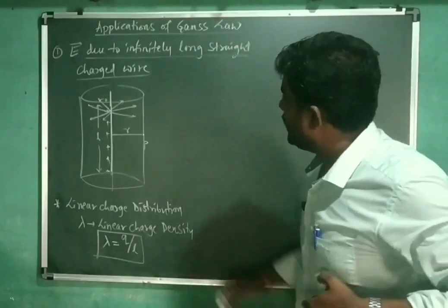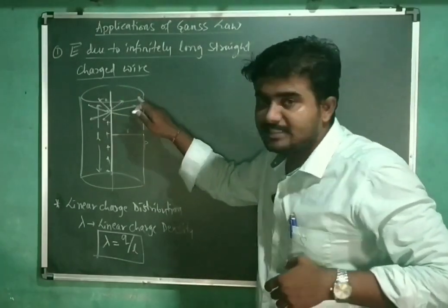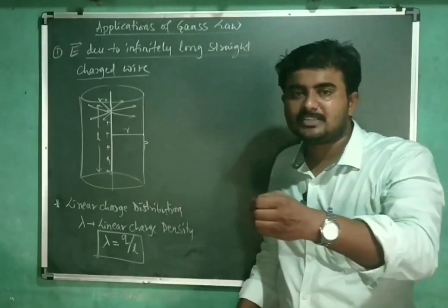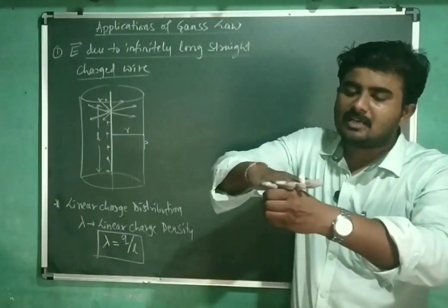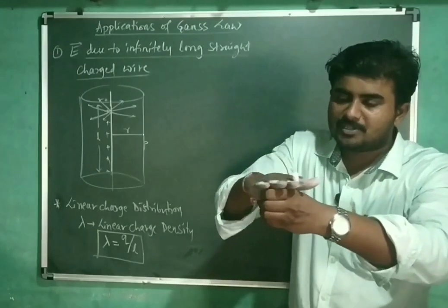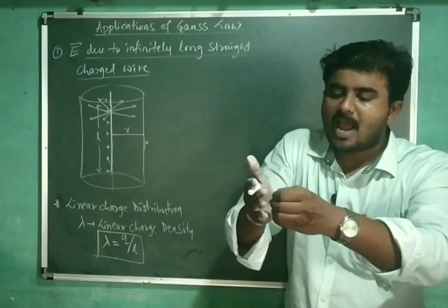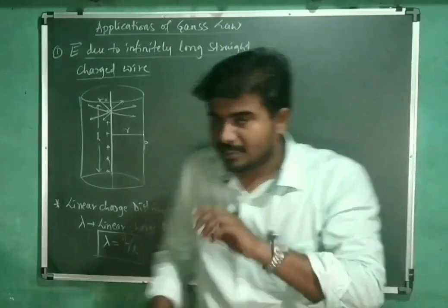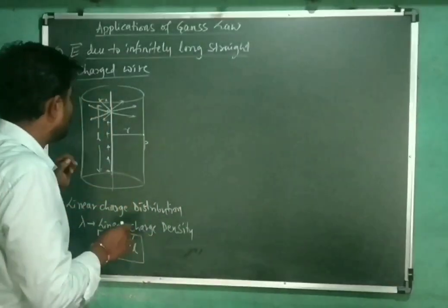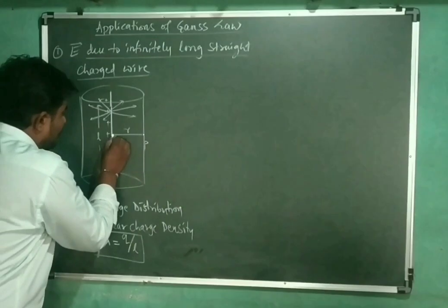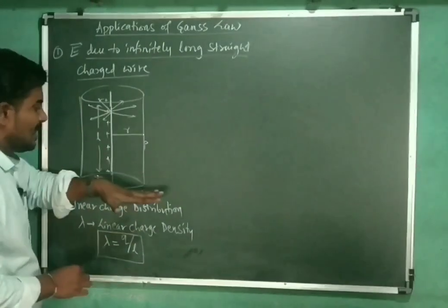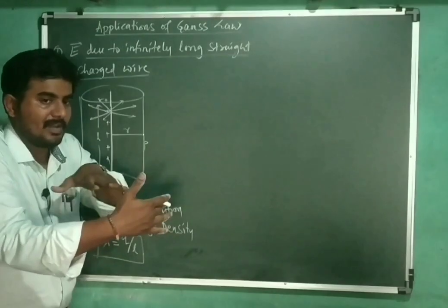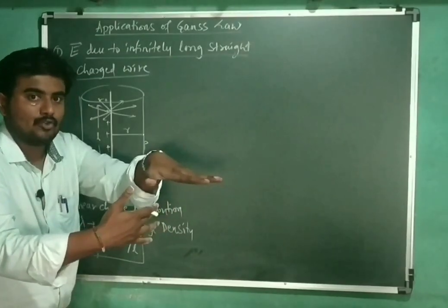And you can observe here this cylinder has two plane surfaces and one curved surface. The top surface is plane, the bottom surface is plane, and one curved surface is there. Totally three surfaces are there, and in these three surfaces the electric field lines will be radially outward this way. If I consider this as a curved surface, then the electric field line will pass normal to the surface.